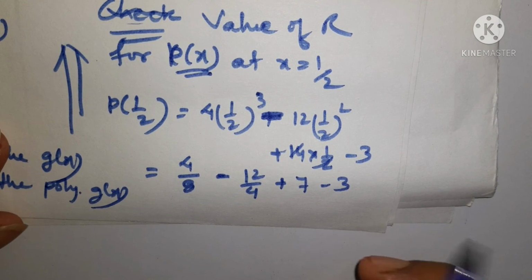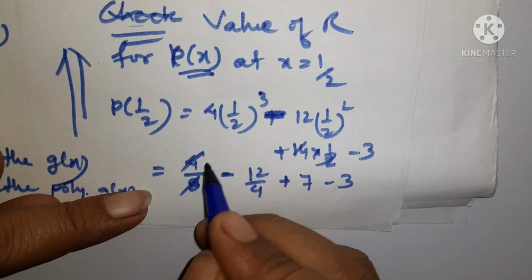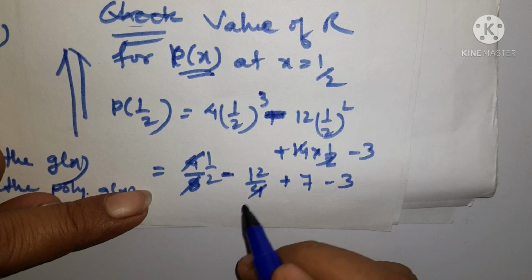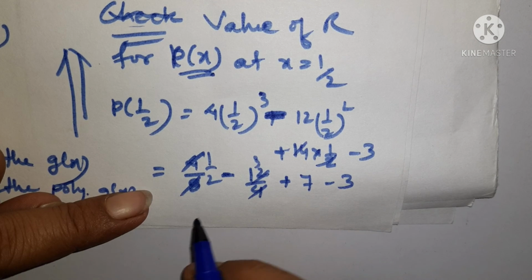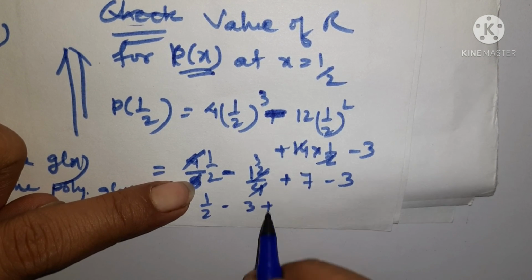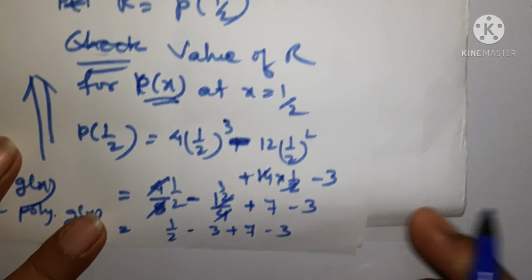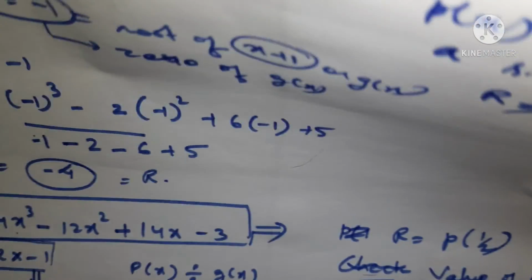Now what? So this one will be half, and here it is going to give you 4, 3 times. It means you are getting half minus 3 plus 7 minus 3.